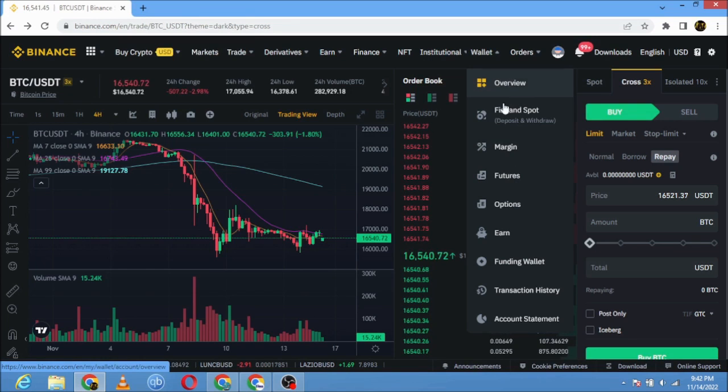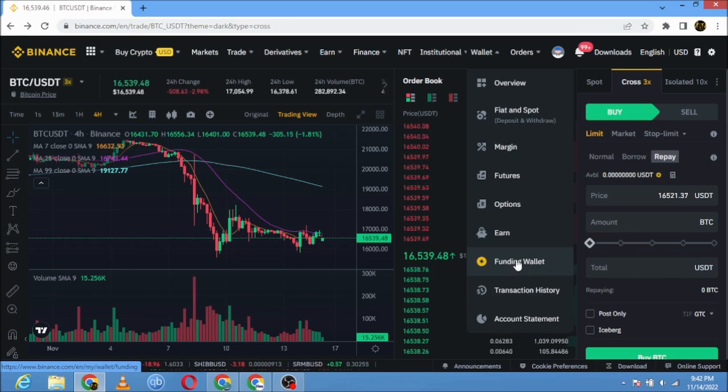Now apart from overview, this is detailed. This is margin, this is futures, this is options, these are earn. All these are different things that you can find on Binance. I will make videos one by one and show you exactly how.